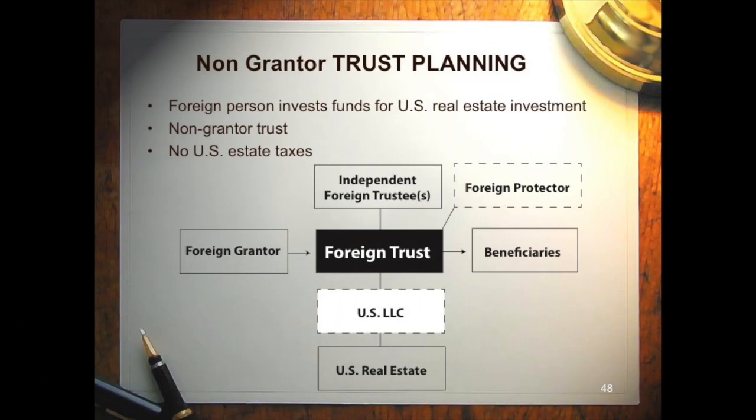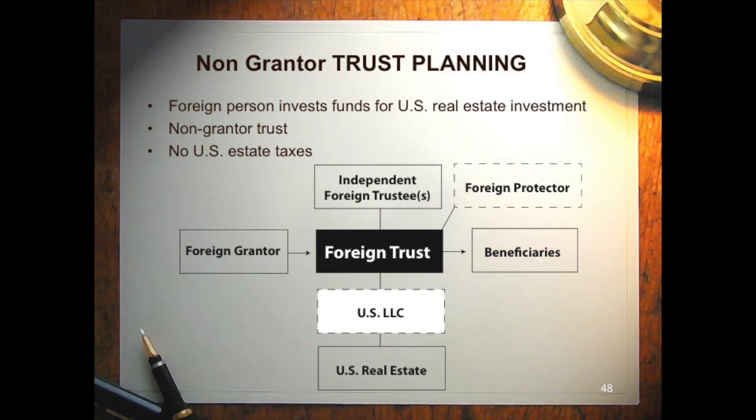The next entity we're going to look at is called a non-grantor trust. And now this entity has its own purpose. This will be with a foreign investor who is getting up in age and has plans to leave some of the assets to their children in the future, including their real estate investments. Here, what happens typically is the foreign investor, called the foreign grantor, may make a transfer into a trust, and that trust can have independent foreign trustees.